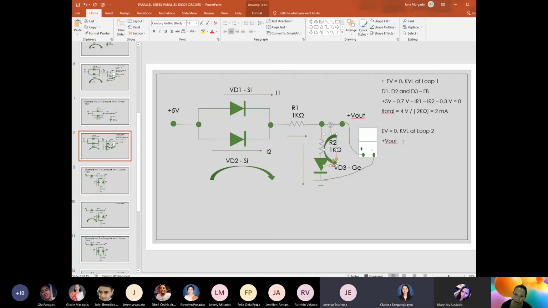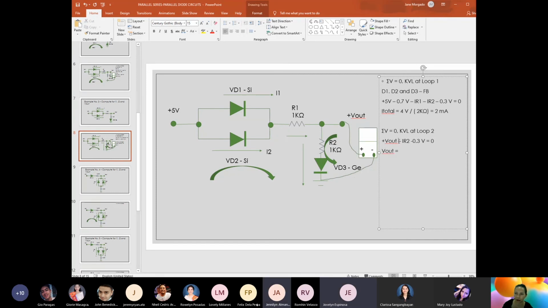So the sign is minus IR, minus IR2. Then the diode: we entered the positive and exited the negative of the diode, so minus 0.3. Now we already have the value of I, and what we need to find is V out.